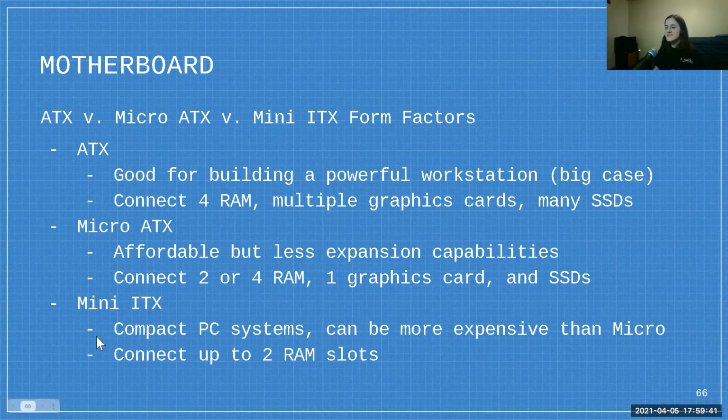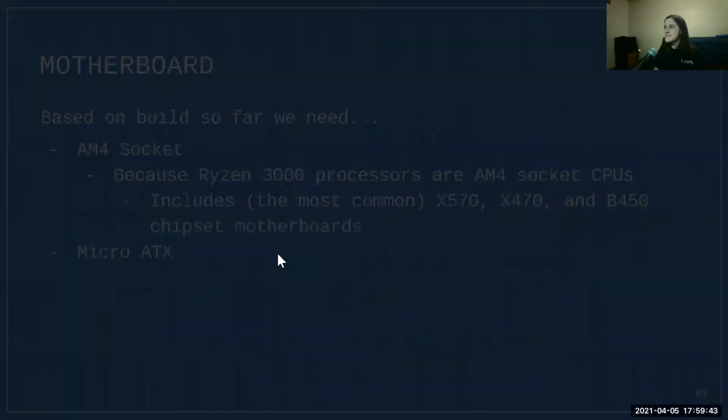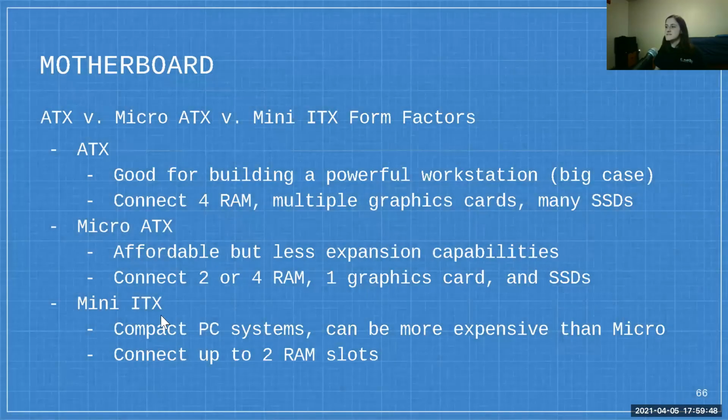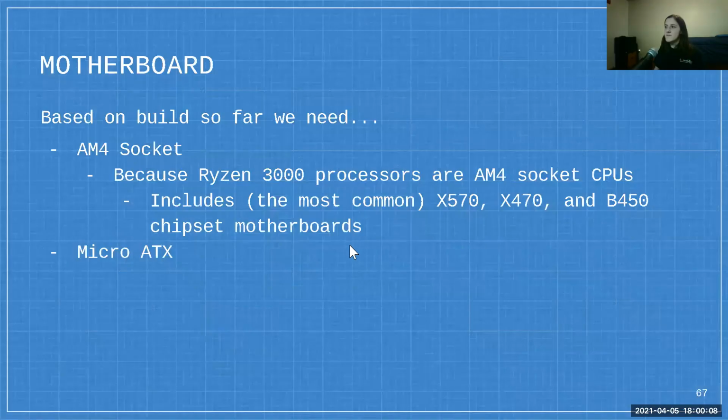All right. So what we went with was the micro ATX. And this is because, as you see on this slide, we're not concerned with multiple graphics cards, right? We don't even have one. So even if somebody wanted to expand, we'll go for just getting one in the first place. And again, we can still get up to 4 RAM slots with both of these, depending on the ones that you pick. So we went with micro.